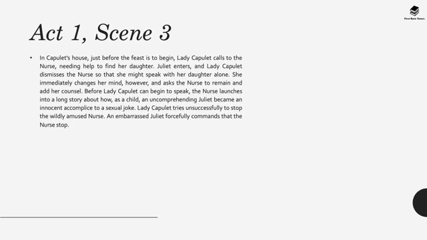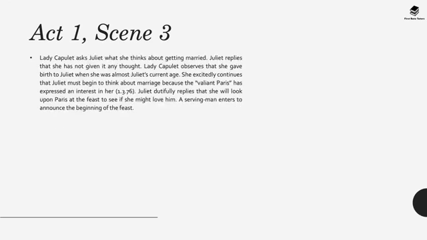And before Lady Capulet can start speaking, the nurse launches into a long story about how, as a child, an uncomprehending Juliet became an innocent accomplice to a sexual joke with her husband, who's deceased. Lady Capulet then tries to stop this wildly amused nurse from this embarrassing story. An embarrassed Juliet forcefully commands the nurse to stop telling this story.